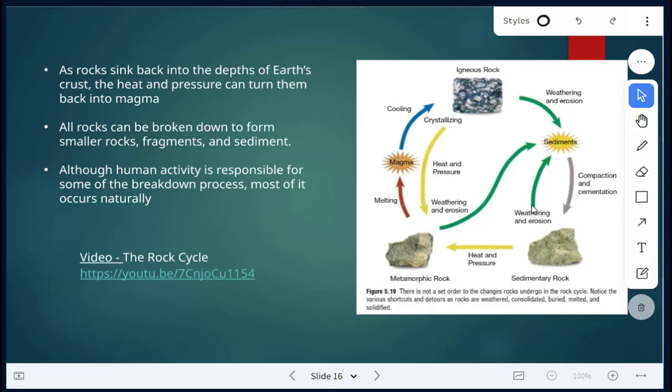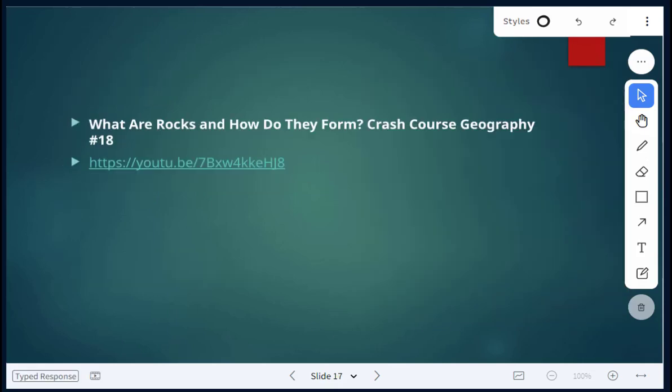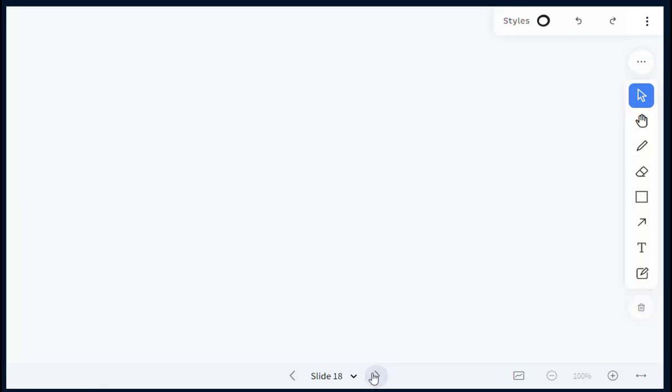All right, but weathering and erosion can occur, forming sediments, and then compaction and cementation to form sedimentary rock again. Here, metamorphic rock can undergo weathering and erosion to form sediments, and so on. All right, so that is showing how rocks can change in this rock cycle. Okay, so we just finished watching this video. So it just showed us, again, the rock cycle and how rocks can change from one type to another.